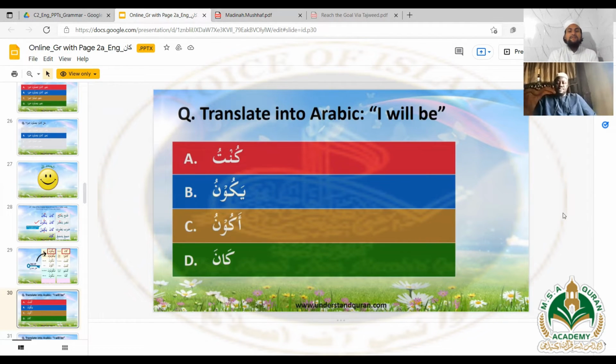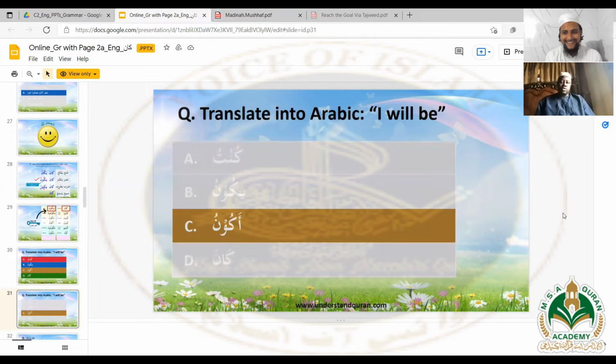Translate into Arabic. Pay attention. I will be. You remember, mudari' has two meanings: I am and I will be, present and future. Akunu. Mashallah, so C is correct.